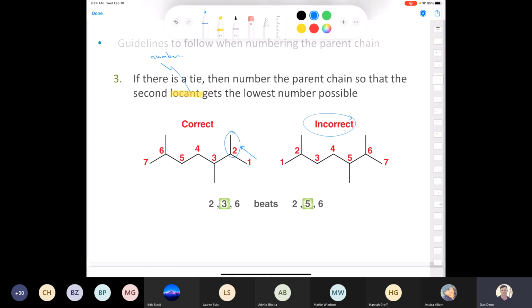If you even did it the incorrect way, your first substituent is at carbon 2. You also have a substituent at carbon 3. And if you had done it this way, your second substituent would be at carbon 5. So if there's a tie with the first substituent, then you keep going until you have more and more substituents, and you give the next one the lowest possible number. So 3 beats a 5. It's lower than a 5. And so that would be the correct way.